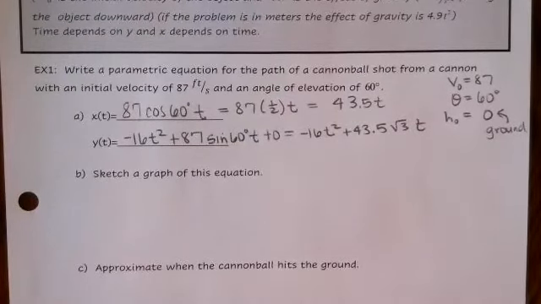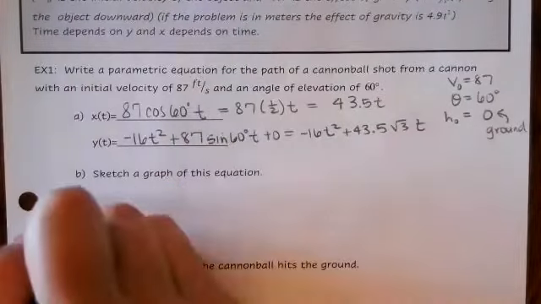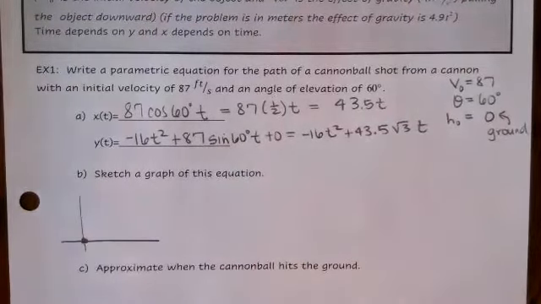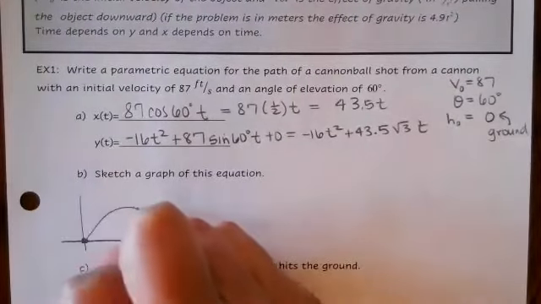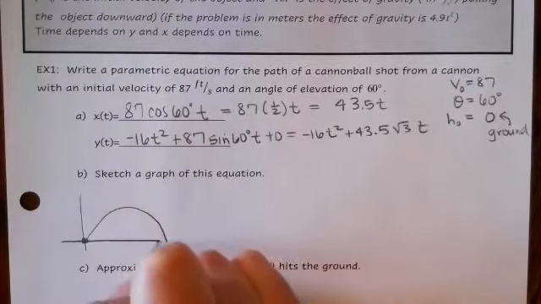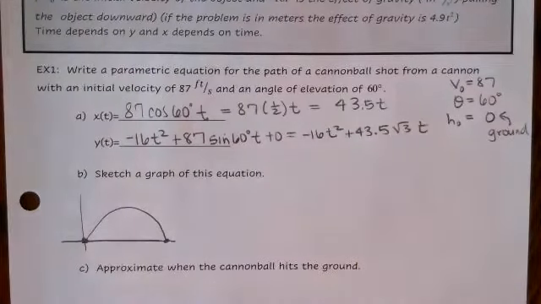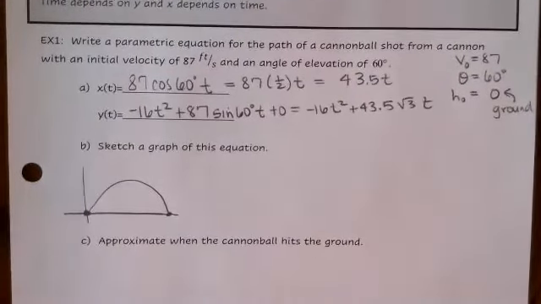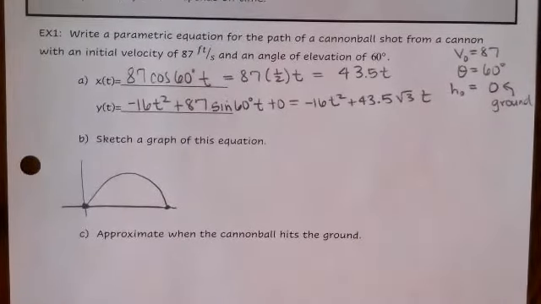All right, the next part here says to sketch the graph of this equation. And so we're going to go from the ground here at 0, 0, and this ball is going to go up. The cannonball is going to go up in the air and hit back at the ground right there. So there is the sketch of our graph, and we'll come back to that a little bit and label some more as we answer some more questions.